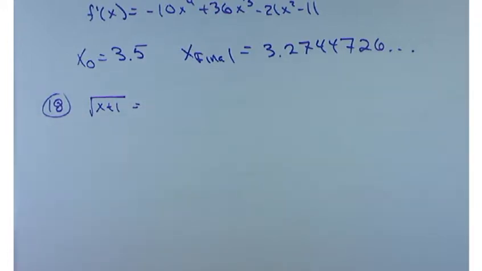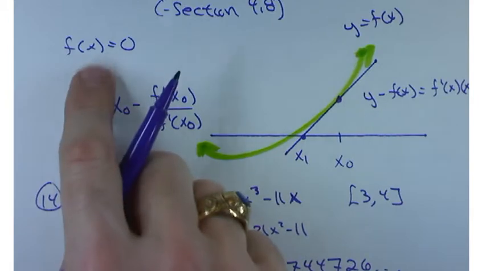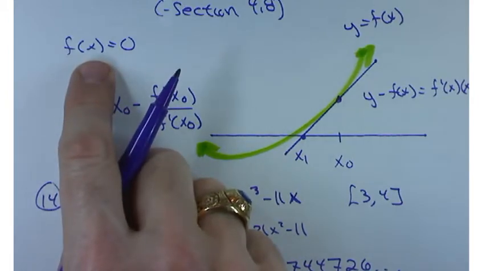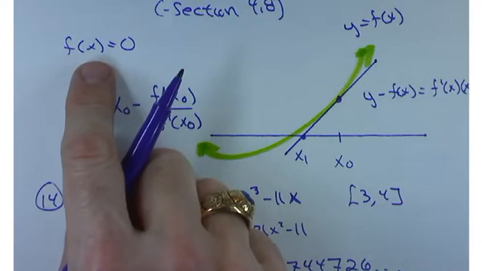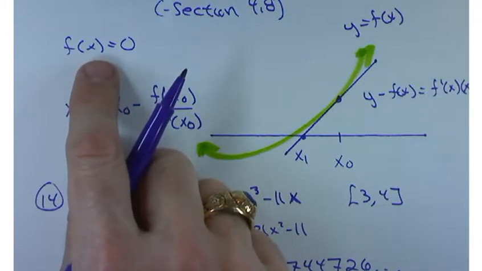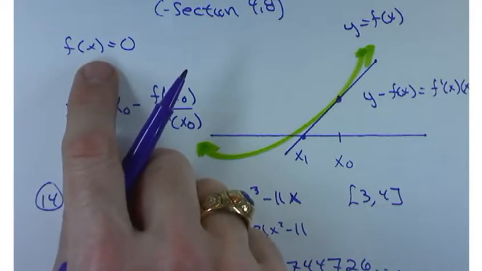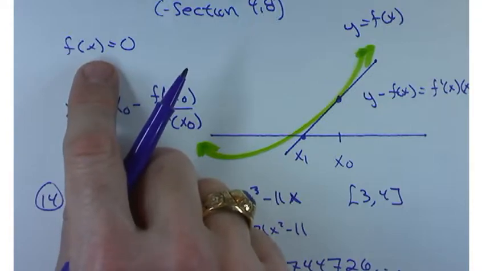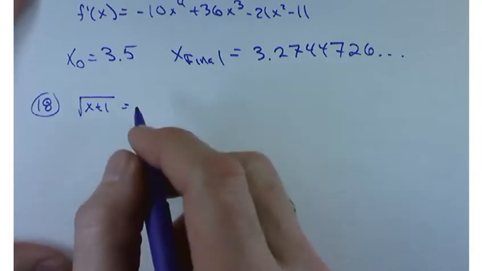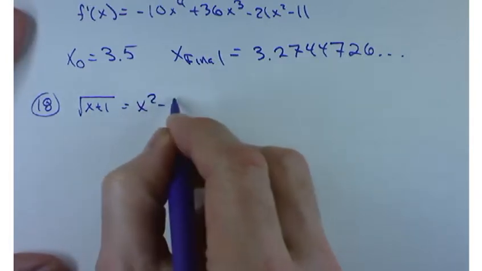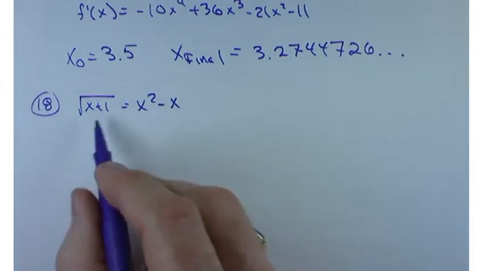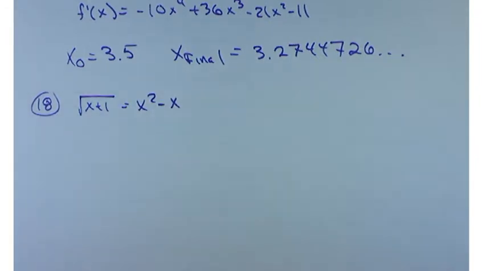Well, you're going to use it when you want to try and solve these types of equations. f of x equals 0. Some function equals 0. And it's not something that you can easily factor or solve in any other way. That's when you're kind of forced into this kind of numerical method. So, for instance, problem number 18 asks us to solve x squared minus x equal to the square root of x plus 1.